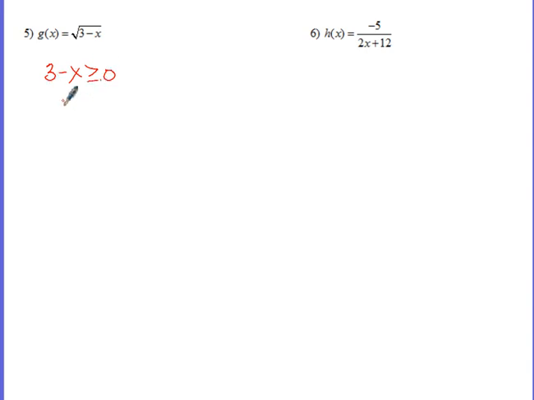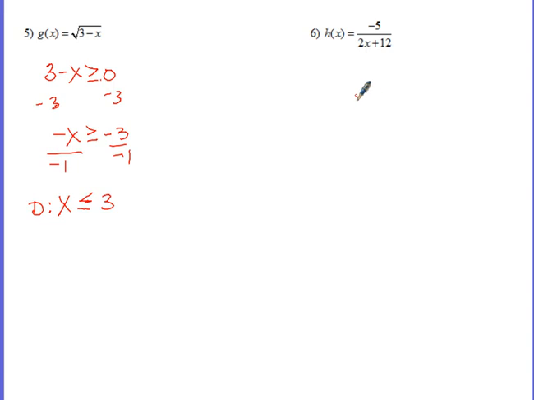When does that happen? Well, if I subtract 3 from both sides, I get negative x is greater than or equal to negative 3. I need to divide by negative 1 on both sides, and when I do that, I switch the direction of my inequality. So x, positive x, is now less than or equal to 3. So the domain of this is when x is less than or equal to 3. If it's any bigger than 3, then I've got a negative in the radical, in the square root.